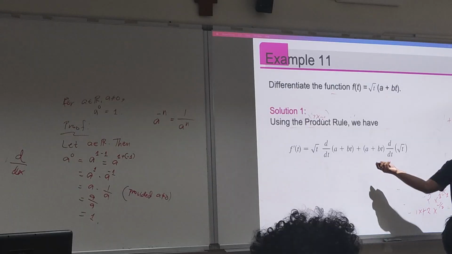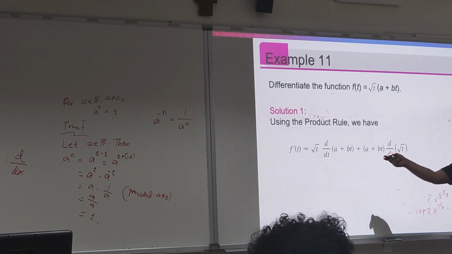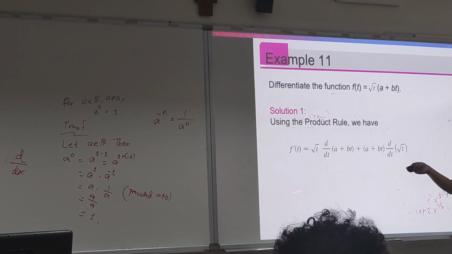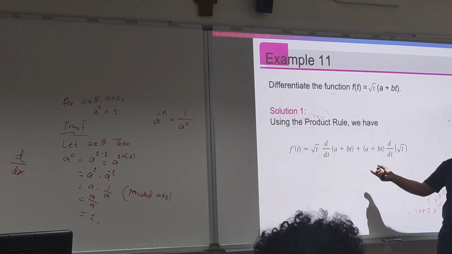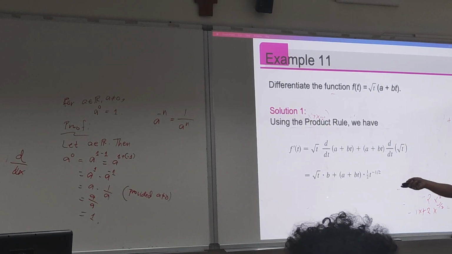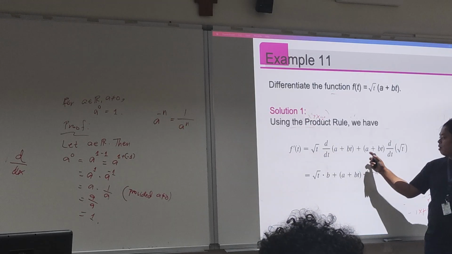So with that one, simplify this first. So derivative of A with respect to E, that is just 0. How about this one? That is just B, no? So you have square root of T times B. Then how about this one?